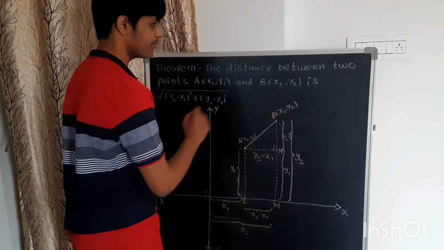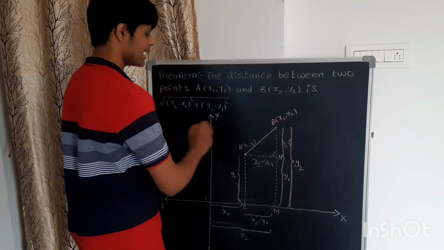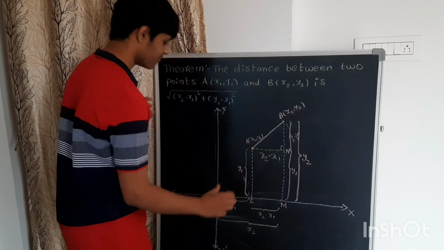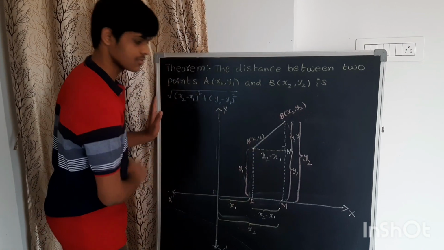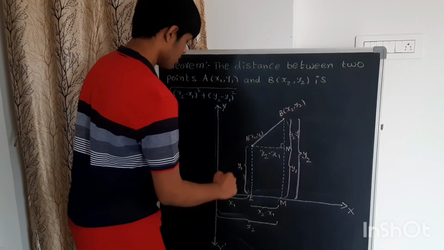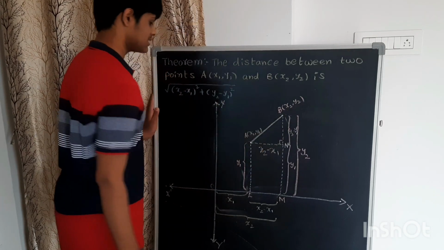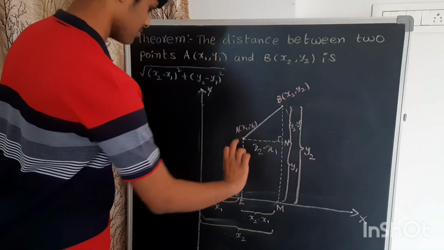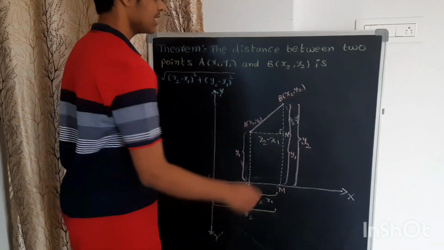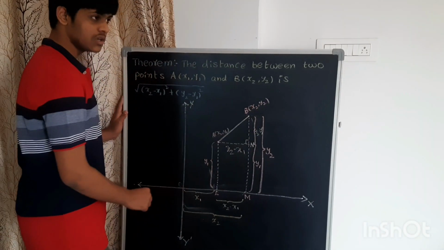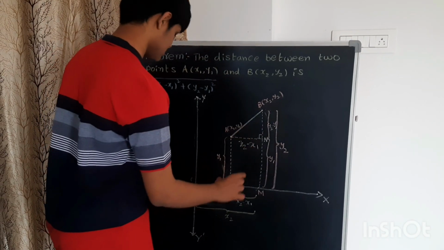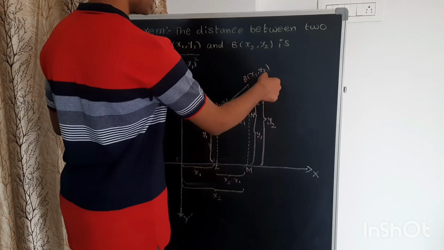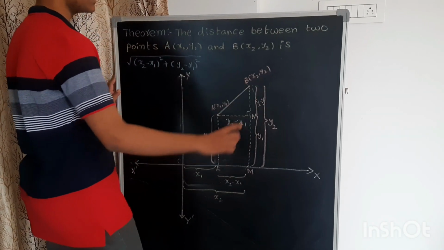Consider A(x1, y1). Here x1 is x1 units distance from the y-axis and y1 is y1 units distance from the x-axis. x2 is x2 units distance from the y-axis. y2 is y2 units distance from the x-axis.